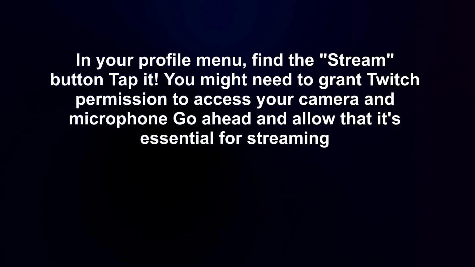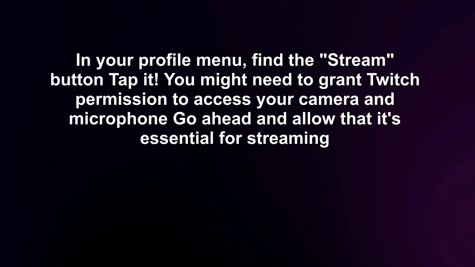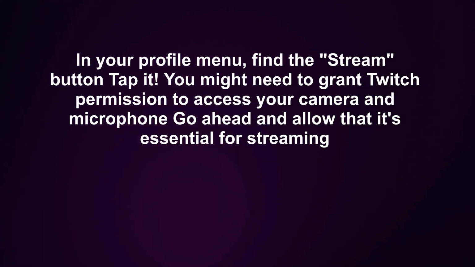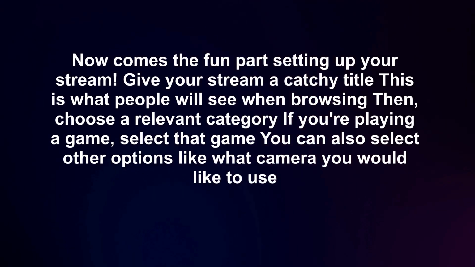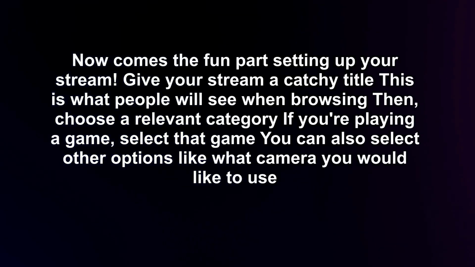In your profile menu, find the stream button, tap it. You might need to grant Twitch permission to access your camera and microphone. Go ahead and allow that. It's essential for streaming. Now comes the fun part, setting up your stream. Give your stream a catchy title. This is what people will see when browsing.